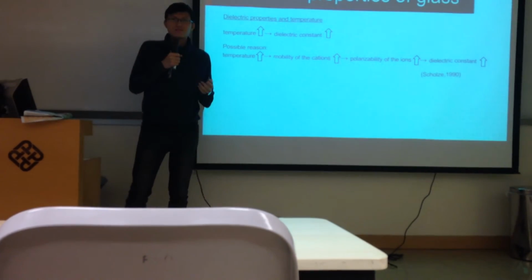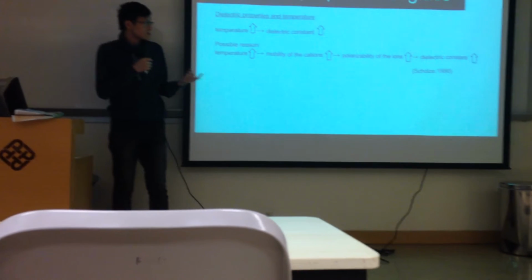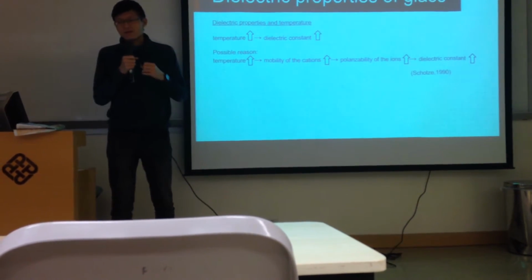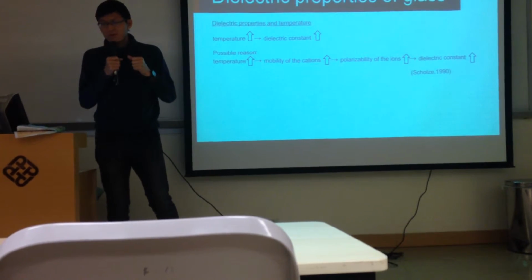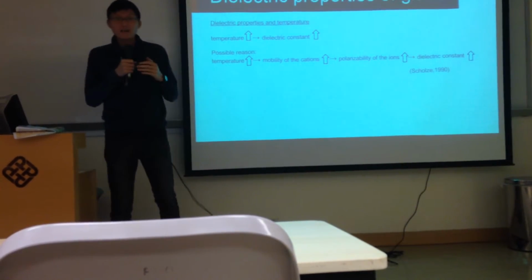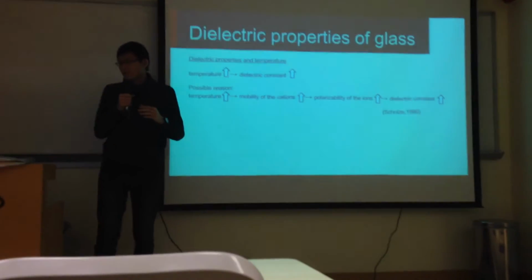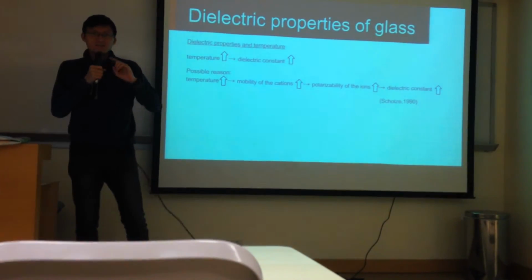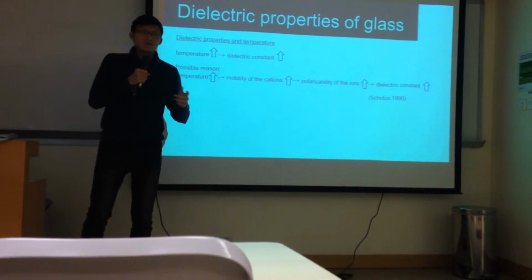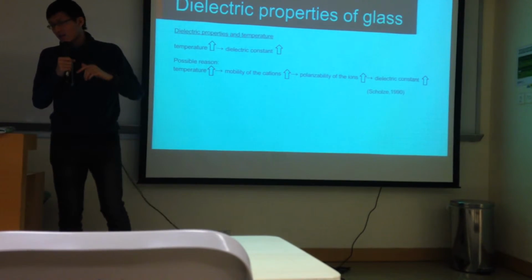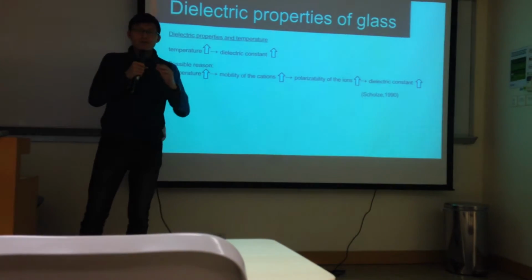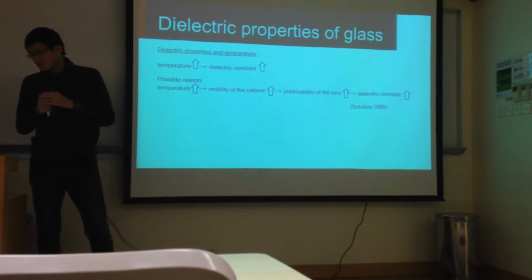And this trend could be explained by the following reasons. It is suggested that when the temperature is increased, the mobility of cations will also be increased, and therefore the polarizability of ions will be increased. That means that the ion polarization inside the glasses will be greater, and therefore the dielectric constant of the silica glass will also be increased.